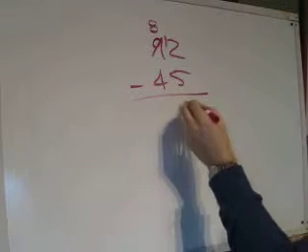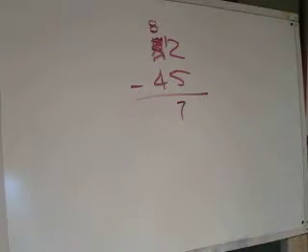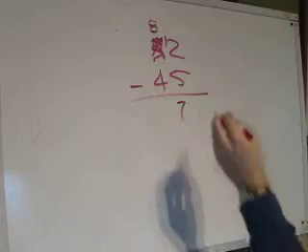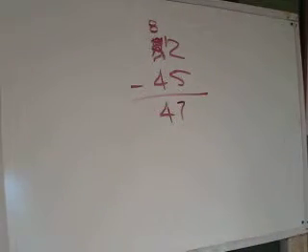12 minus 5 is 7. This 9 no longer exists. Once we took 1 away from it, it became an 8. So now it's 8 minus 4 is 4, and you get 47. And that is it as far as subtraction.